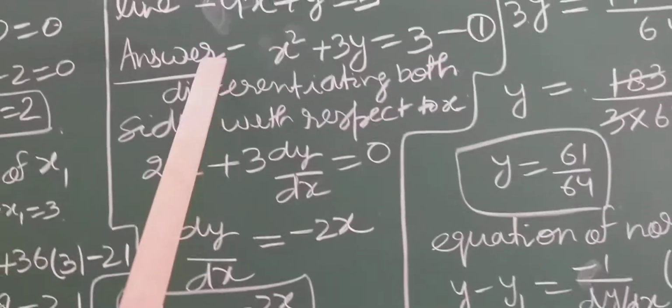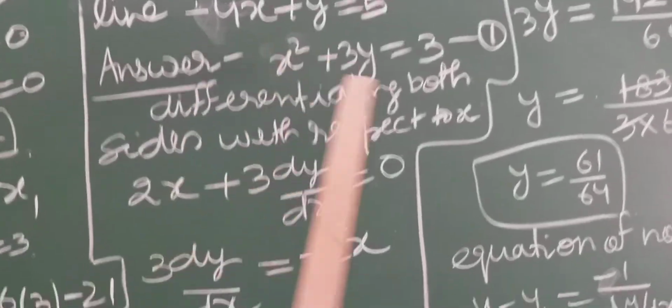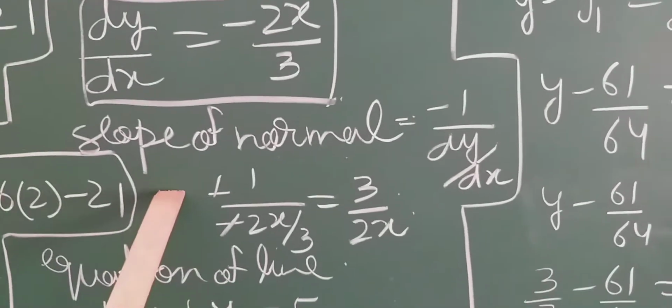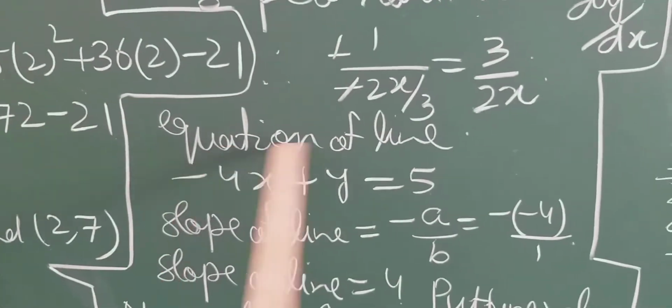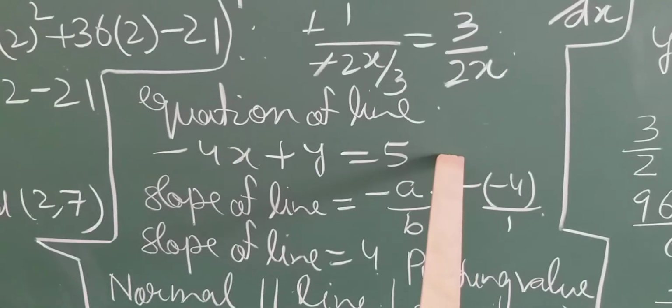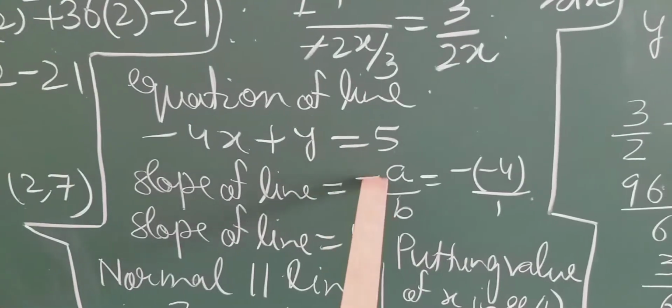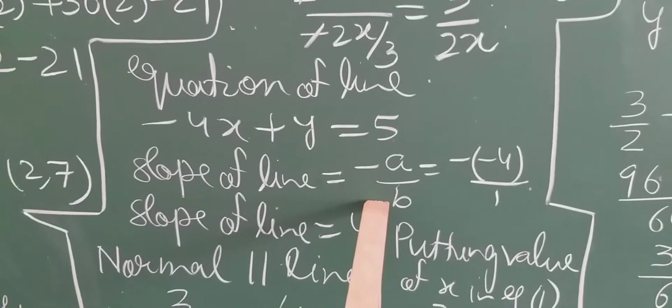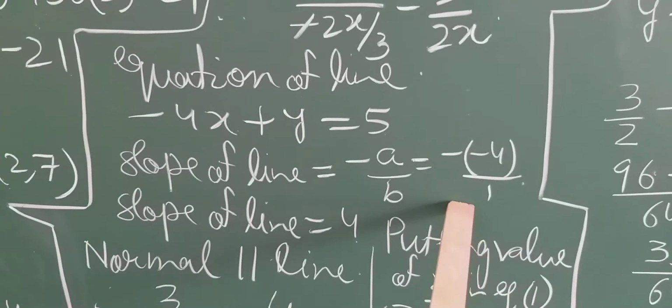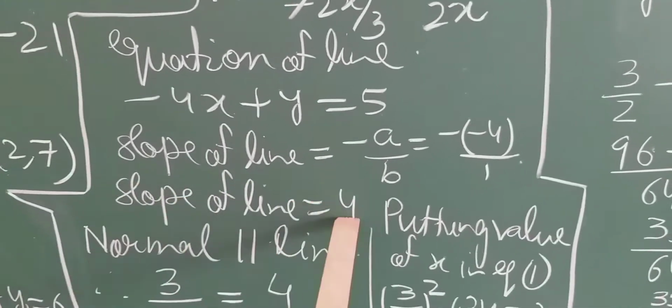Now this equation is given to us. Let us find out its slope. Equation of the line is minus 4x plus y equals to 5. So slope of the line is minus a upon b, minus 4 upon 1, that is 4. This is the slope of the line.